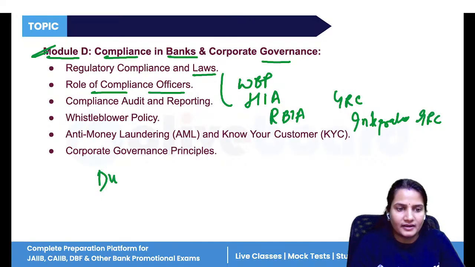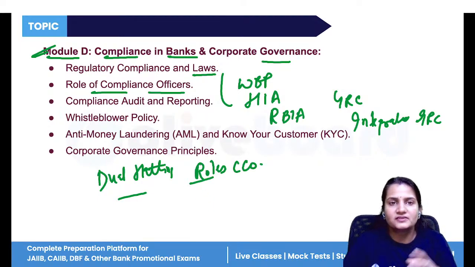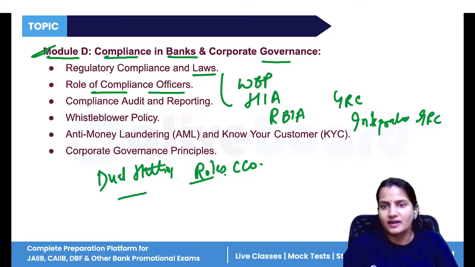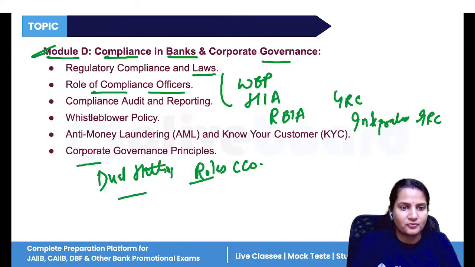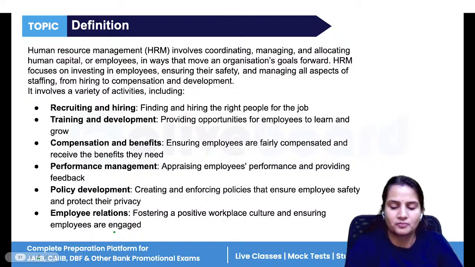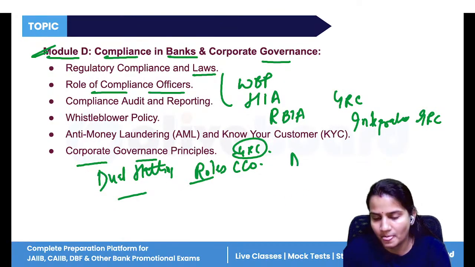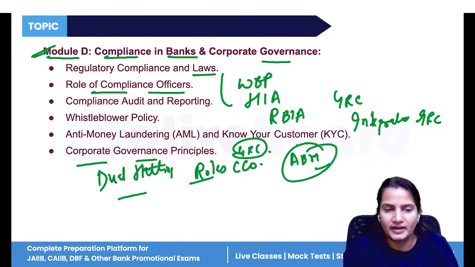Then dual hatting. There should not be dual hatting for the chief compliance officer. What are the roles and responsibilities of the CCO? So these are the topics from where in every cycle you will see 2 to 3 questions. Corporate governance policies, that is the GRC framework. Now, with this, we have done the overview of paper ABM. Now, let's start some fundamentals of HRM.